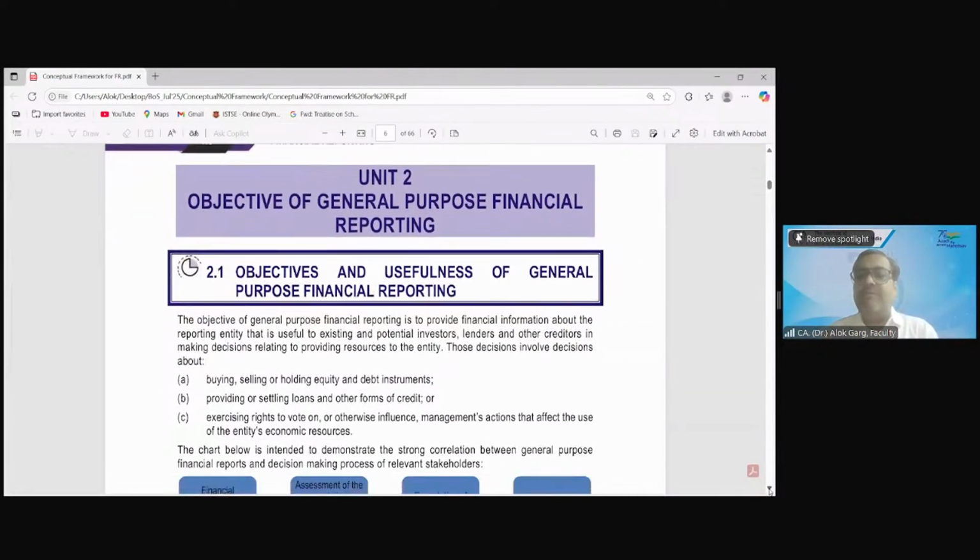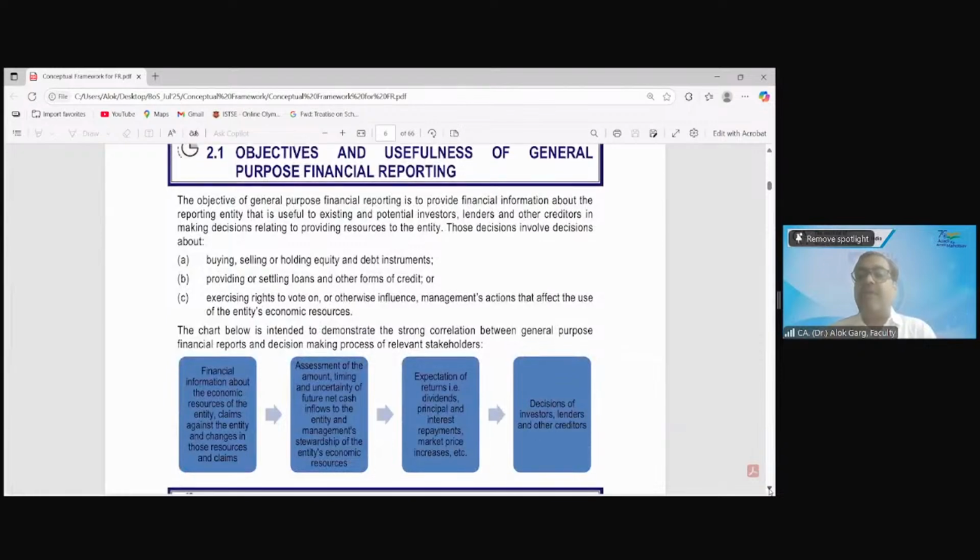What is the objective of general purpose financial reporting? The objective of general purpose financial reporting is to provide financial information about the reporting entity which is useful to whom? Useful to existing shareholders, existing investors and potential investors, lenders, and other creditors, right? Prior to this conceptual framework, there was an earlier framework also. The name of the earlier framework was Framework for Preparation and Presentation of Financial Statements.